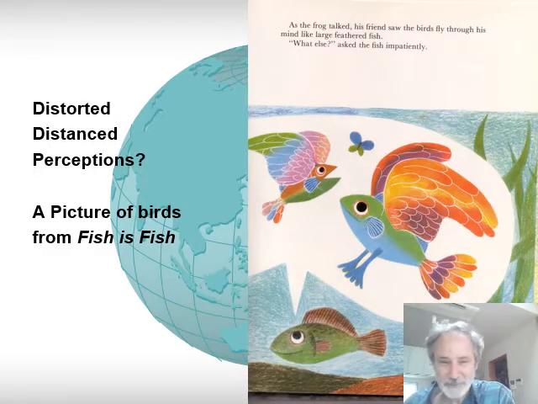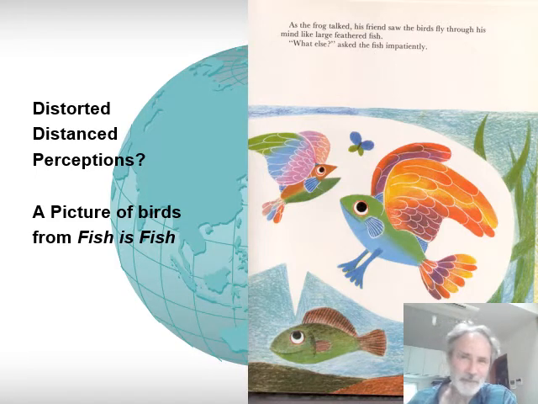So you remember we read Fish is Fish, and the fish never left his own culture, and he could only get information about foreign cultures from his friend the frog, but the frog wasn't a very good reporter of information. So finally, the fish's perception of birds was not very accurate. Because the fish could never leave his own culture, and because the fish had to think about that distant culture, that foreign culture, from a distance, the fish's perception was not very accurate.